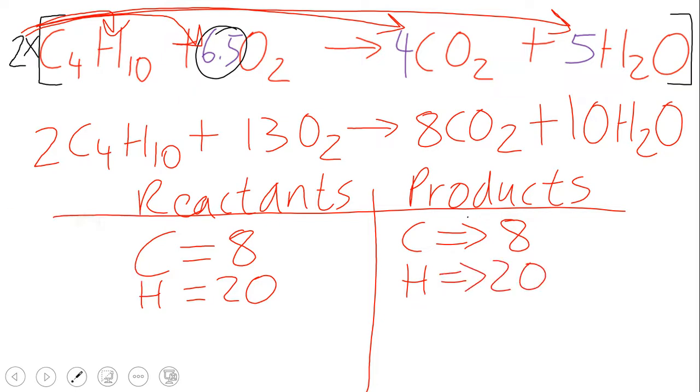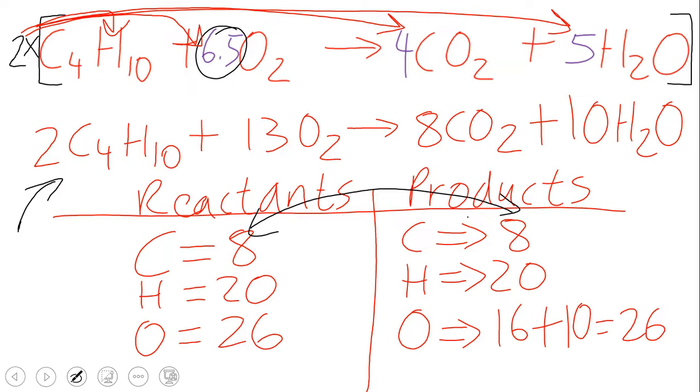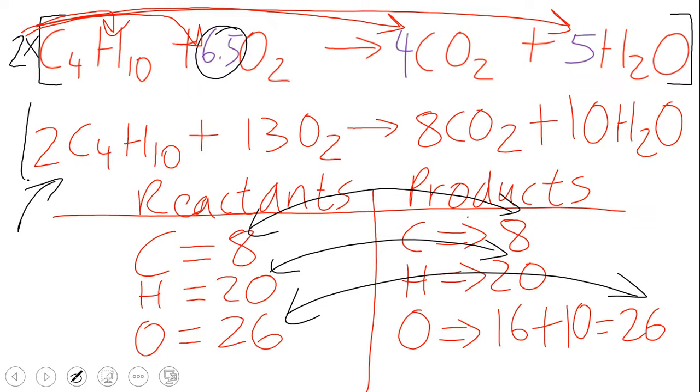For oxygen we have 13 times 2, and 13 times 2 is 26. On the other side, we have 8 times 2, because the 8 out front also applies here, and 8 times 2 is 16, plus 10 times 1, which is 10. And 16 plus 10 is 26. So this equation is balanced. Why? Because we have 8 carbon for both, 20 hydrogen for both, and 26 oxygen for both. Therefore this equation is balanced.